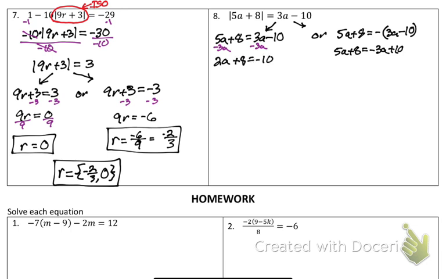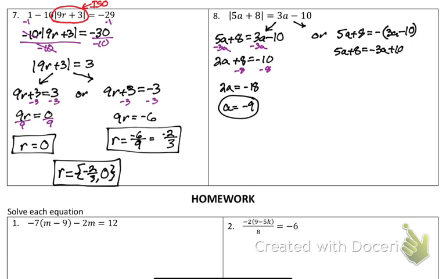So I have 2a plus 8 equals negative 10. I am going to subtract 8 on both sides. Let's go back to my purple color. Subtract 8 on both sides. I'm going to have 2a equals negative 18. Divide both sides by 2, and I should end up with a equals negative 9.